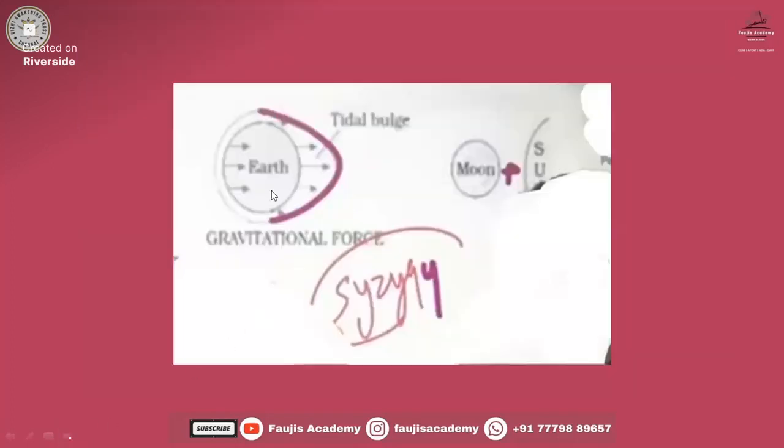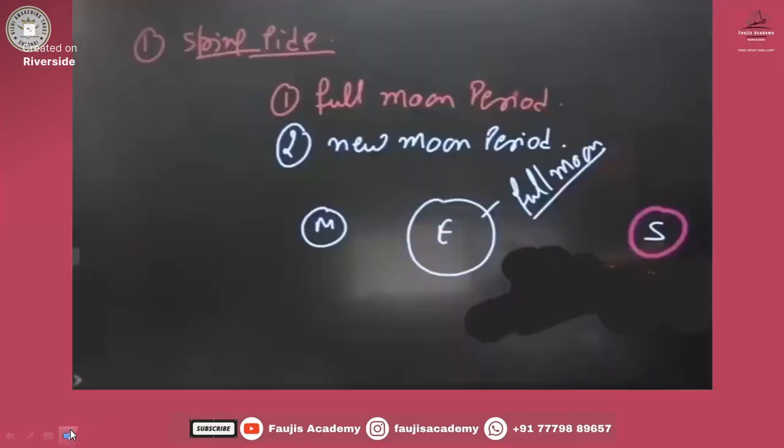Then see, if the earth, moon and sun are in the same direction, in a straight line, that particular process is known as syzygy. So remember this one, syzygy. This has been asked in previous year papers. The earth, moon and sun should be in a straight line, and that particular process is known as syzygy.